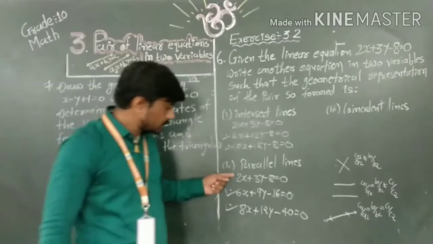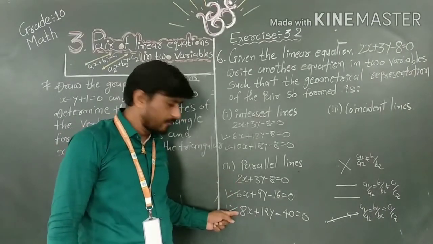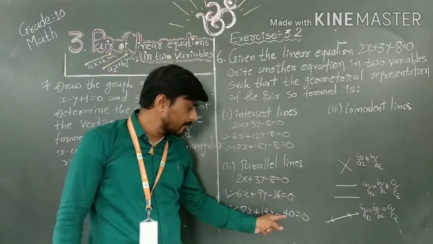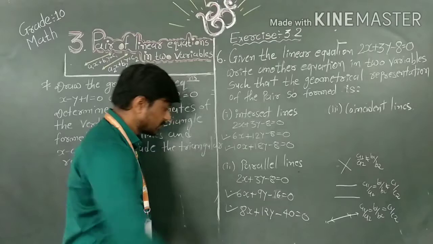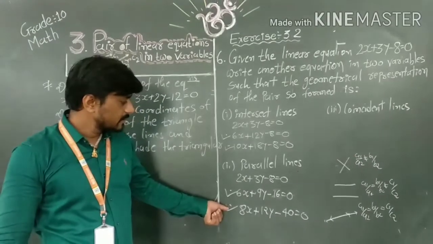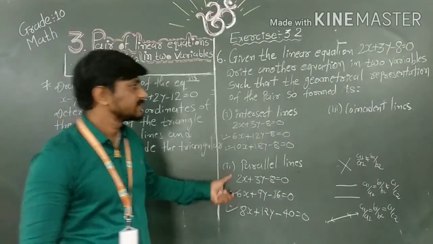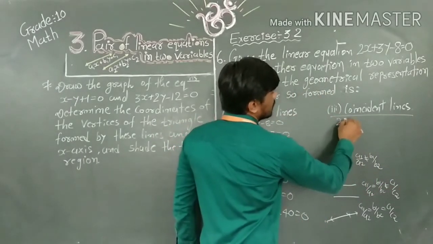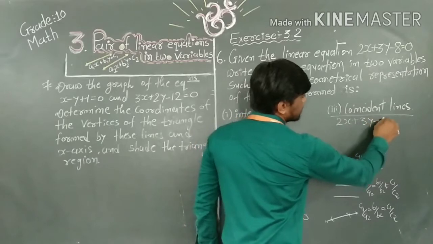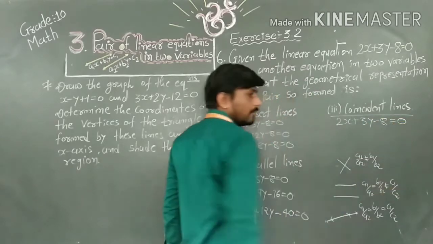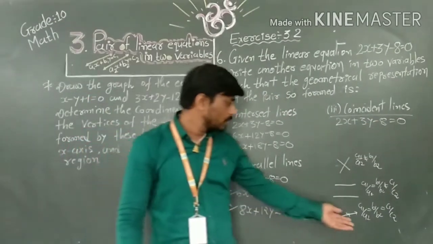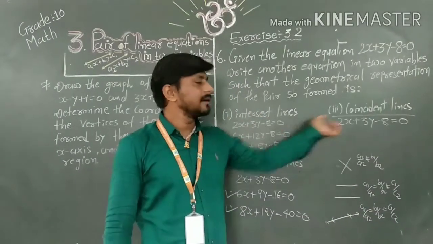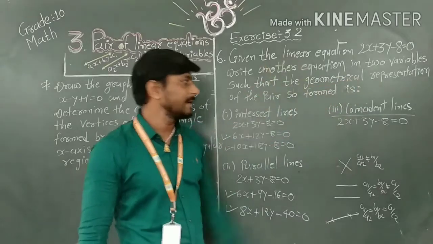Now look here. 2 upon 8, that means 1 upon 4. 3 upon 12, that means 1 upon 4. And 8 upon 40, that means 1 upon 5. This is an equation that gives parallel lines. In the same way, we write for coincident lines, 2x plus 3y minus 8 is equal to 0. What is the condition for coincident lines? All ratios are the same. Simply multiply all terms with the same number.